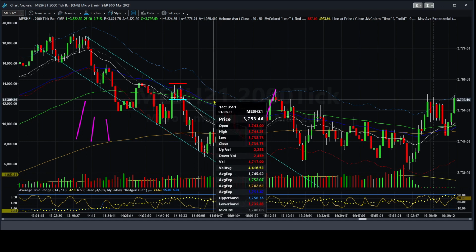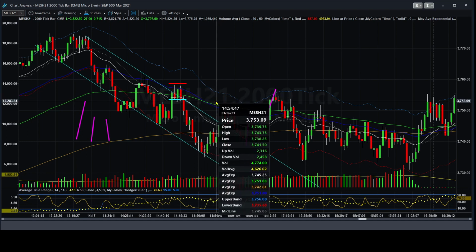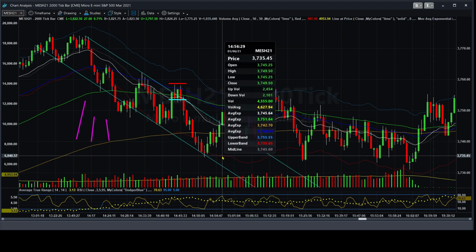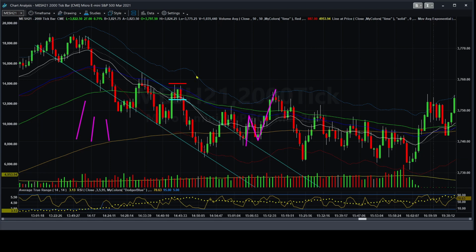How many points? 53.50 to 35, almost 20 points. Yes, short of 20 points. It would have been a nice trade if you're in the mini S&P. The same thing would have been a very nice trade here.